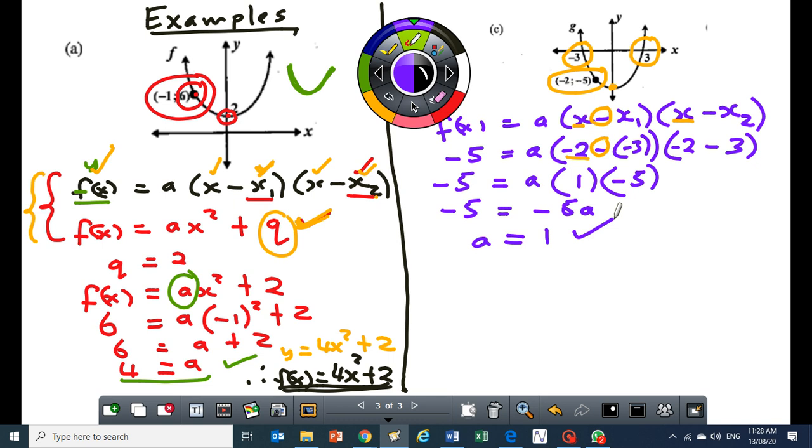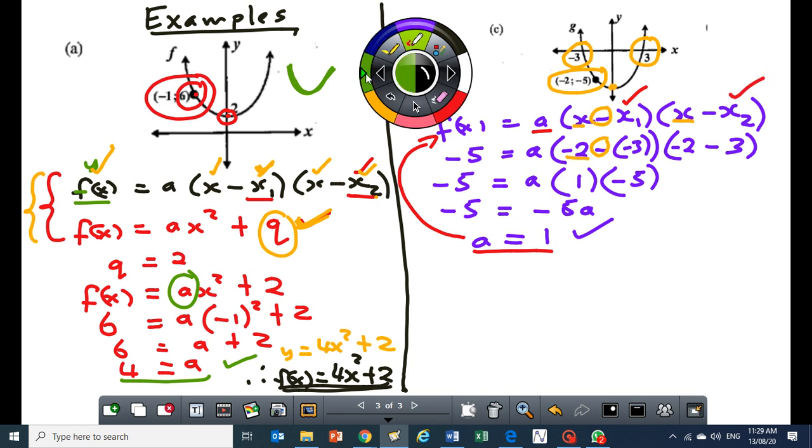Now to get the equation, you must go back to the original equation, this one here. You substitute the value of a here, which is 1. You must put the x1, the x2, but you no longer need to substitute a y value and this x and that x.